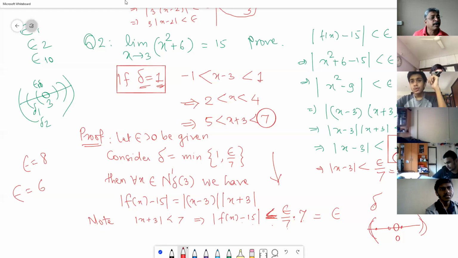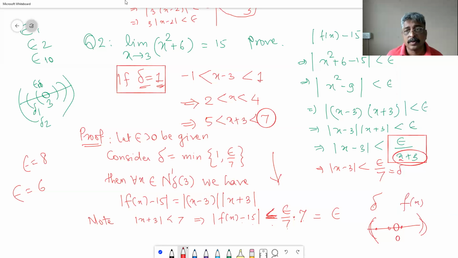Let us take another problem, a little more complex. Excuse me, sir. Yes, go ahead. Can you explain the steps where we took the minimum of delta? Like if epsilon is given, then the delta that we require, why will it be the minimum of 1 and epsilon by 7? Yes, because now suppose epsilon given is equal to 6.